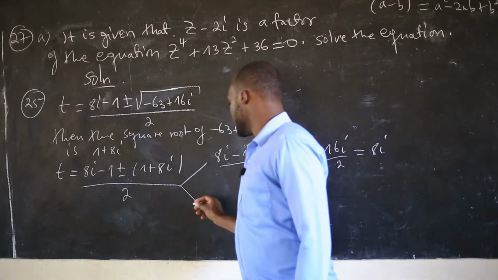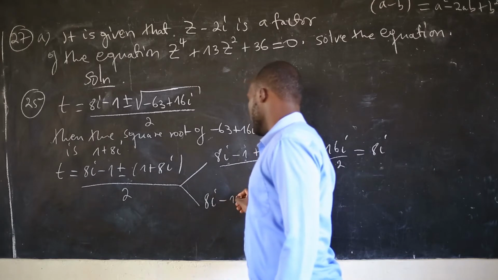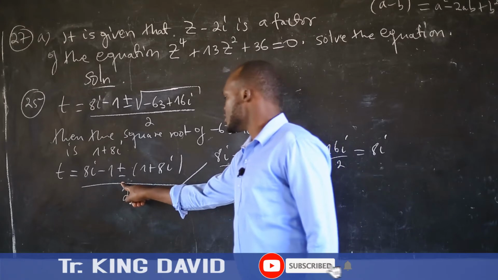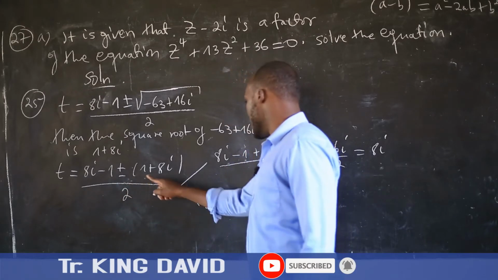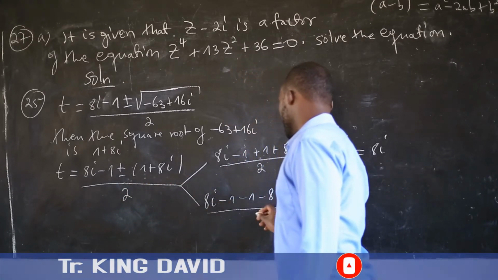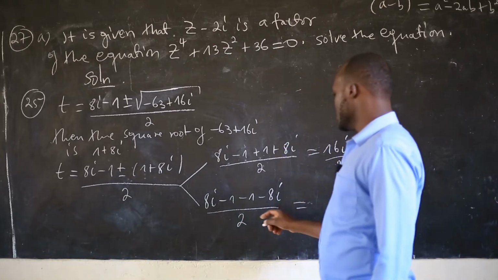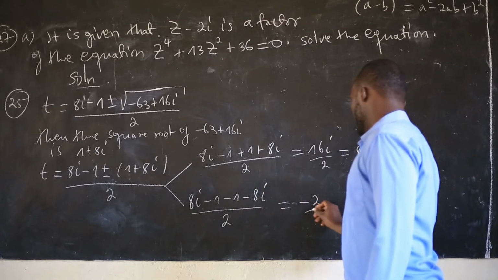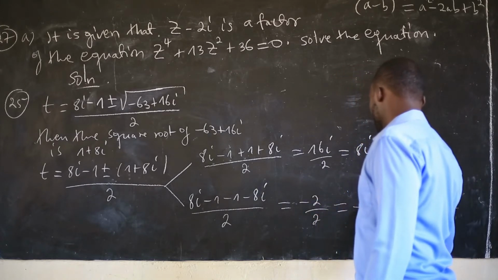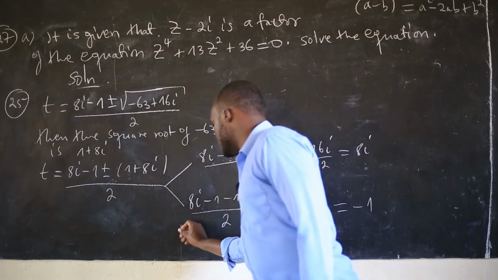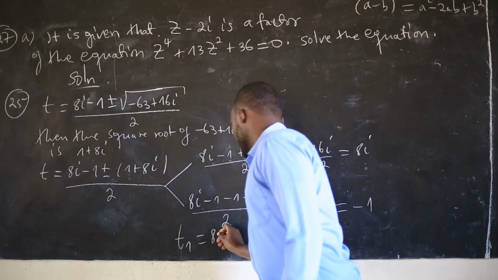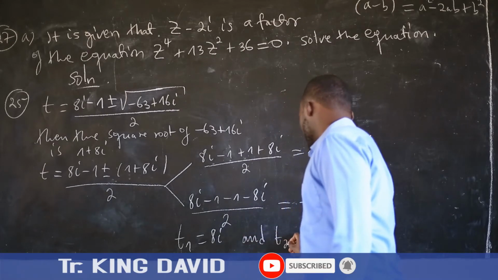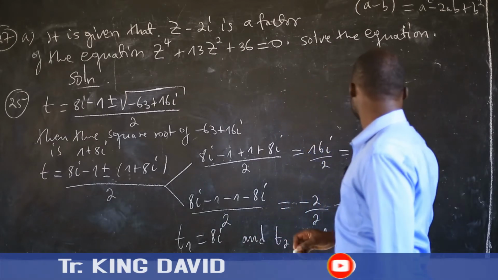So if we use minus, it will be 8i minus 1, then minus 1 minus 8i. Because this is negative, we will change each and everything here to be minus 1 minus 8i divided by 2. So here, 8i minus 8i is 0, negative 1 minus 1, that's negative 2, divided by 2 equal to negative 1. So meaning that our t1 will be equal to 8i, and t2 will be equal to negative 1. Those are the values of t.